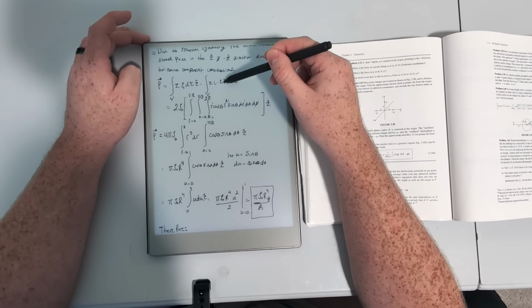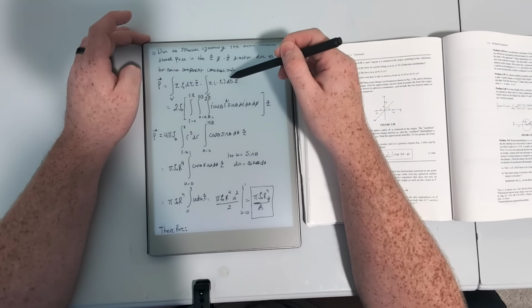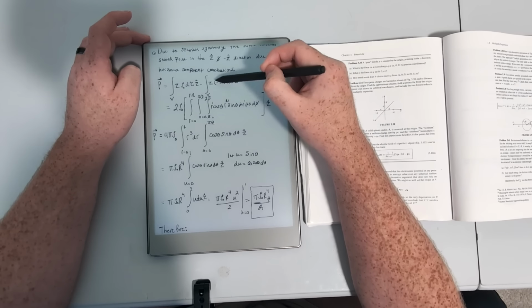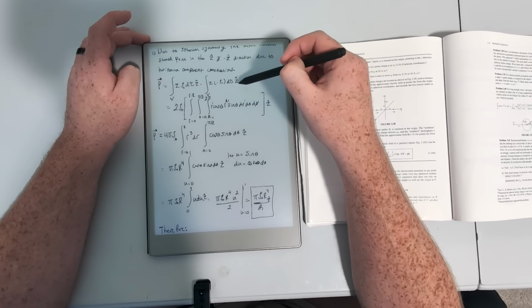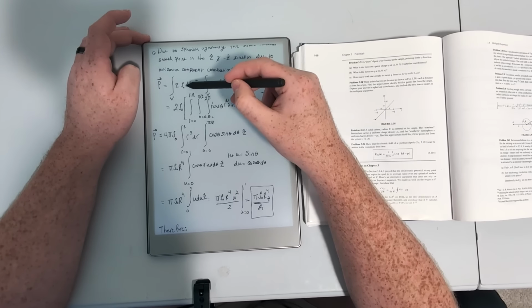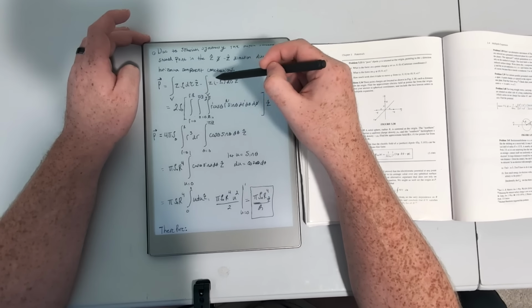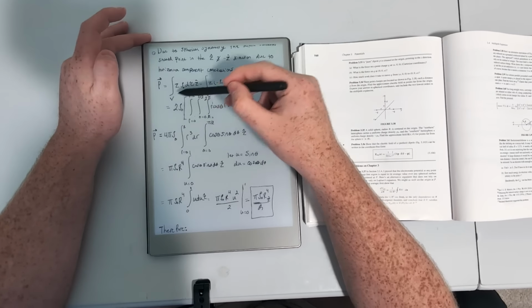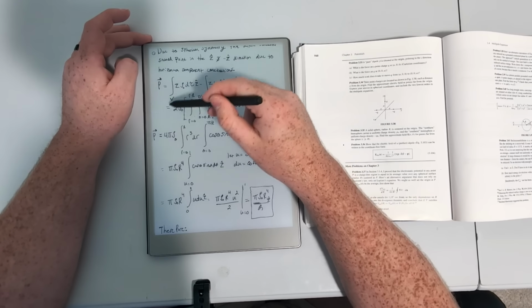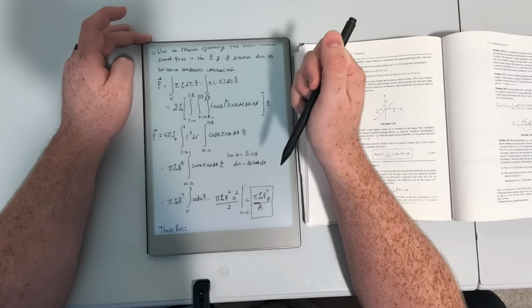And then we have a minus rho naught for the charge density, d tau, so that's going to end up making this a plus. So these two integrals are going to be exactly the same, so it's going to be z rho naught d tau z hat plus z rho naught d tau z hat. So that's just going to be twice the same integral. So we can add a 2 out front.